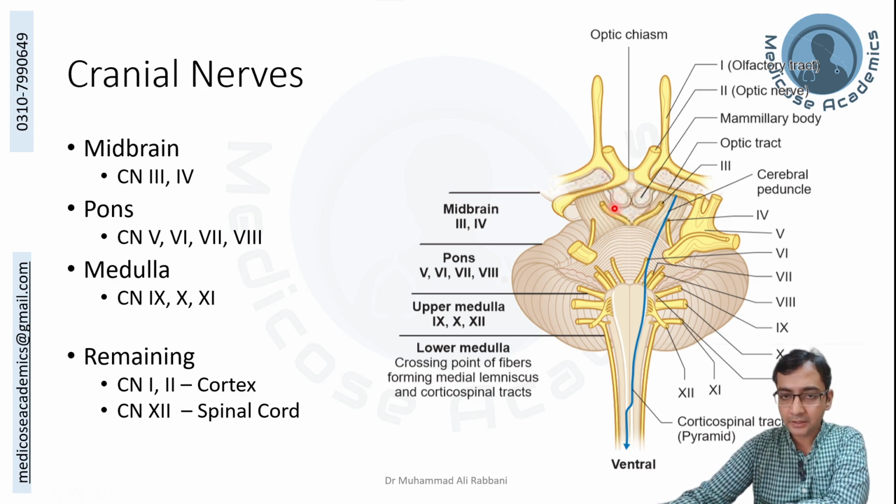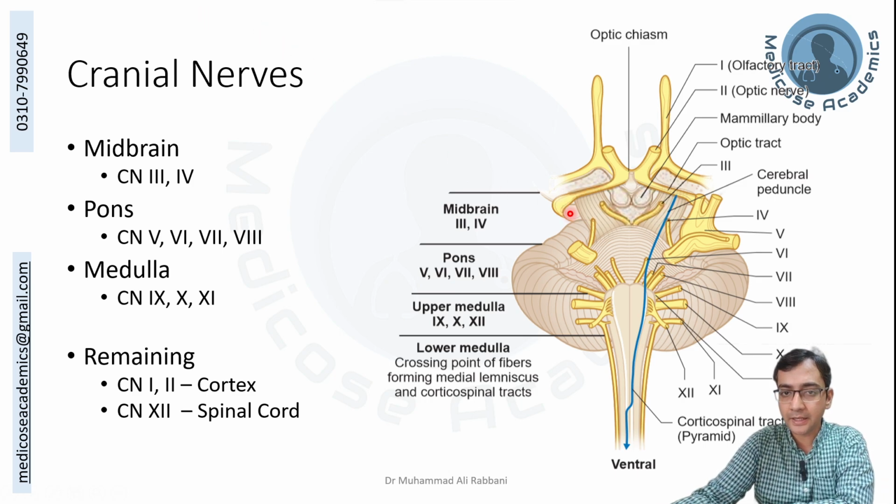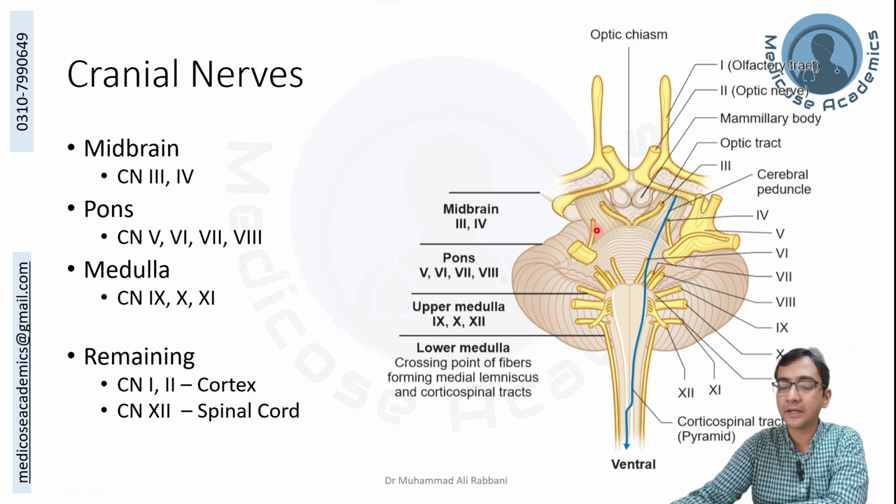Then comes the third and fourth nerve. The third, the oculomotor nerve, comes from the anterior aspect of the midbrain, and the fourth, the trochlear nerve, comes from the posterior aspect of the midbrain and then goes to the front after winding around the back surface and the lateral aspect. You are seeing it right here.